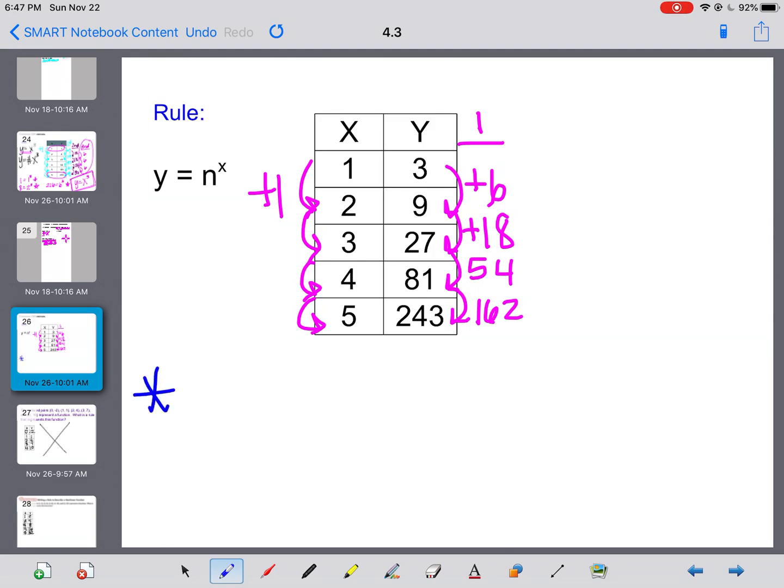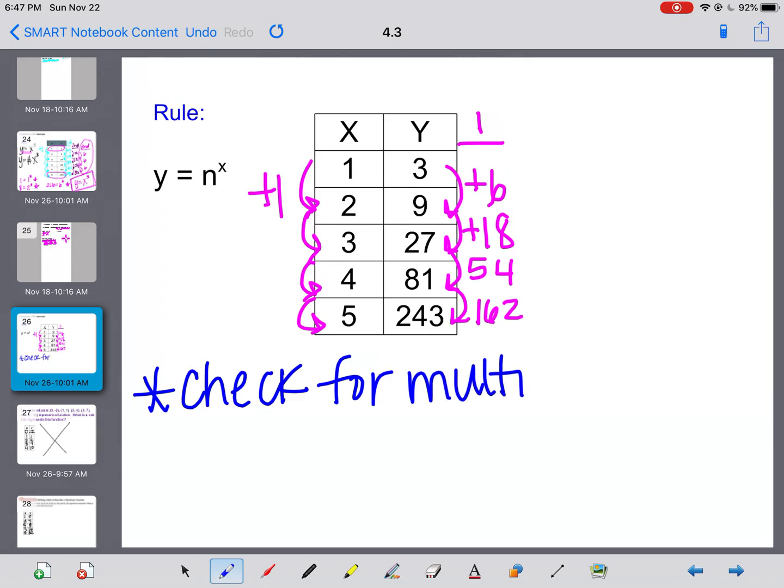Now, we can go all the way out. We can try a second difference. We can try a third difference. They're not going to work. Only because we happen to know that this is an example of exponential. So what I highly suggest when you're trying to figure out which kind of function this is, always check for multiplying first. That'll save you a lot of time.